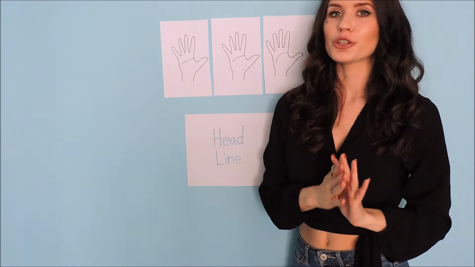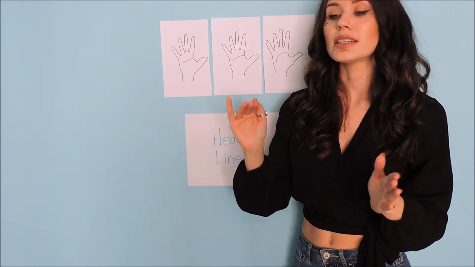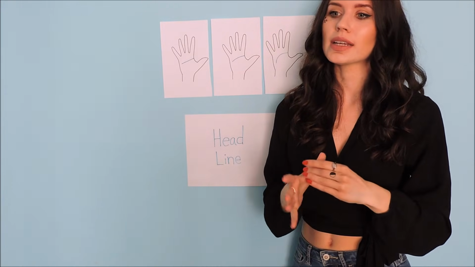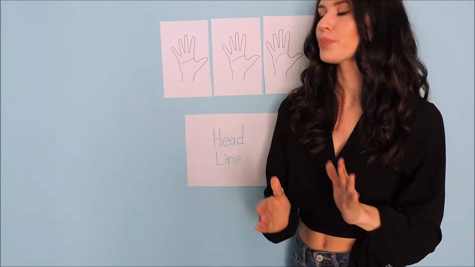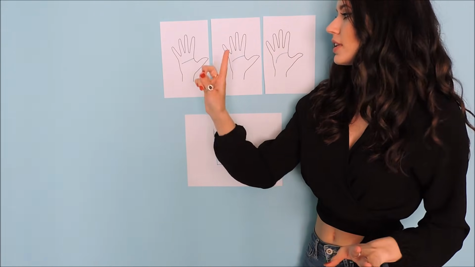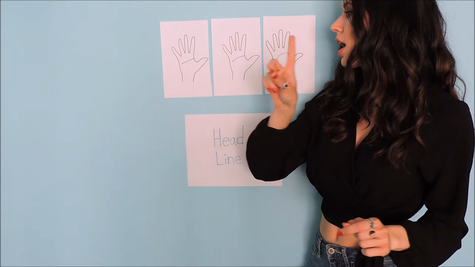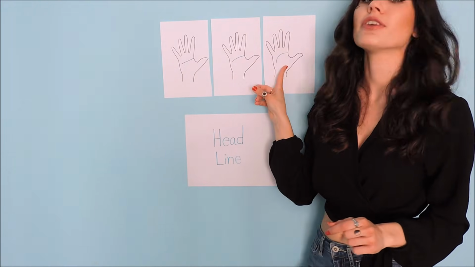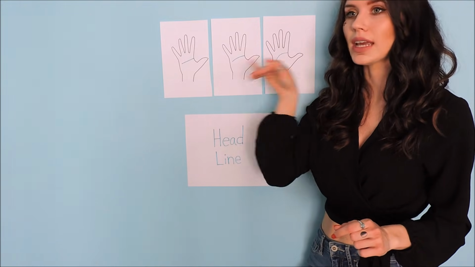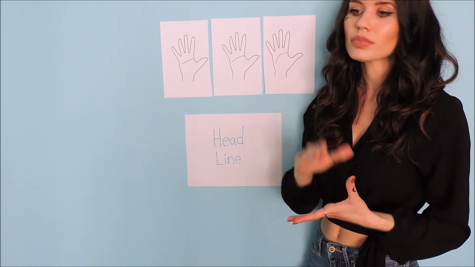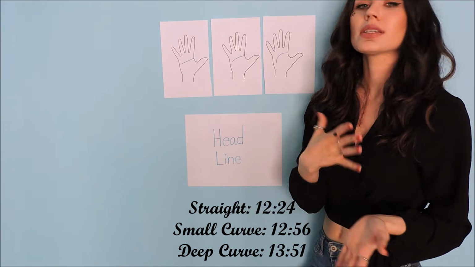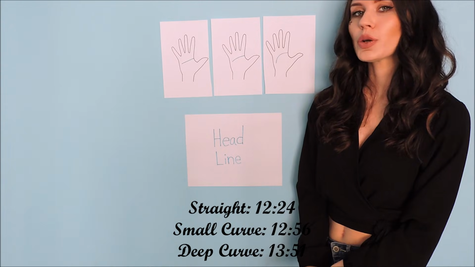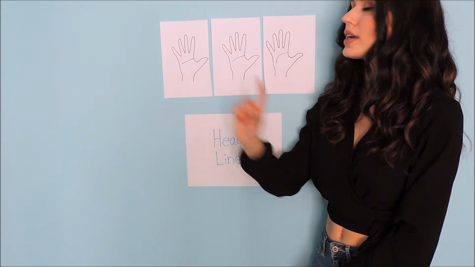Okay, the next thing we're going to look at about the headline is the depth of the curve. So your headline will curve downwards, but it depends how much it is curving. Some people will have the straight headline, others will have a small curved downwards headline, and others will have a very deep slanted headline. So you guys can look at the pictures, see which one looks most like yours, and there are timestamps, and you can fast forward, and we're going to get started with the straight headline.